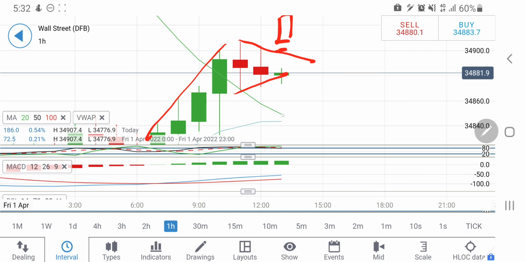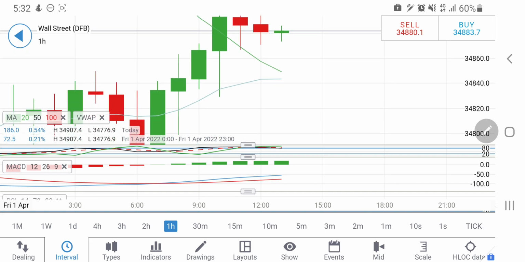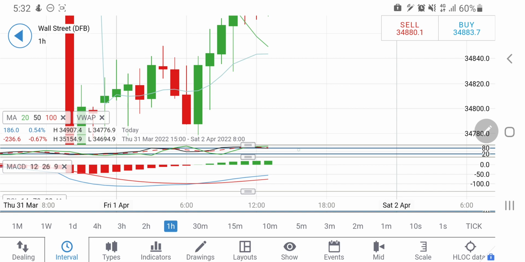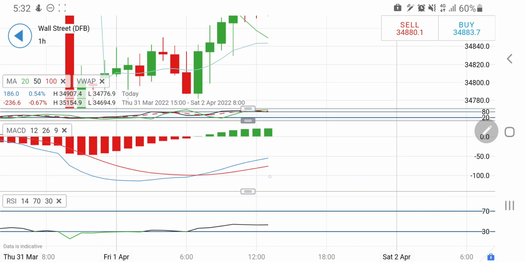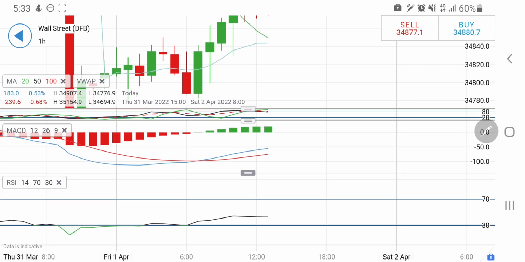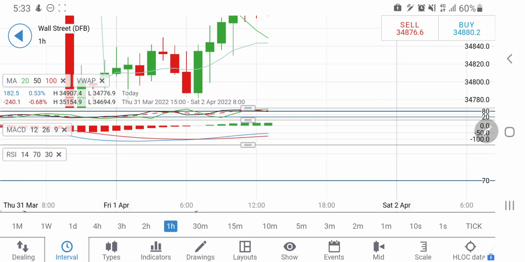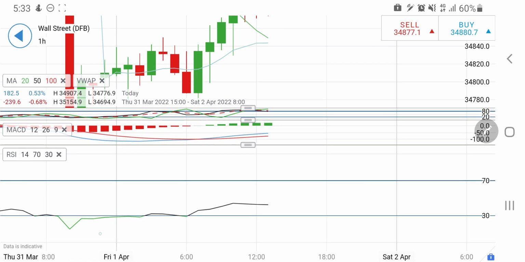At the same time, this zone at 34,840 is important. So don't trade between 34,920 to 840, 80 points. We have to skip and we have to see how it behaves. Below 34,840, one can again expect it to come down towards 34,800 and 34,740 levels. Overbought on the hourly stochastic, it can cool down a bit. It is a strong buy on the MACD, and RSI is not showing any signs there.